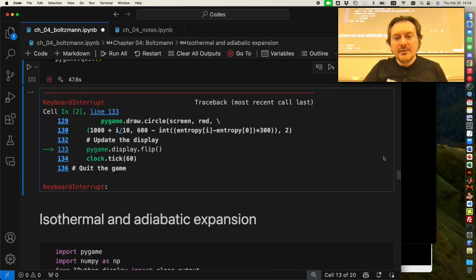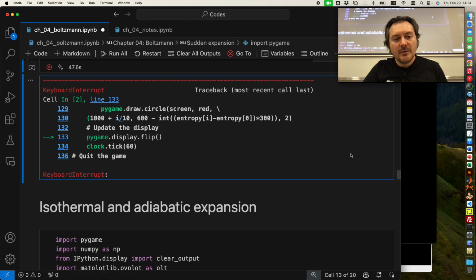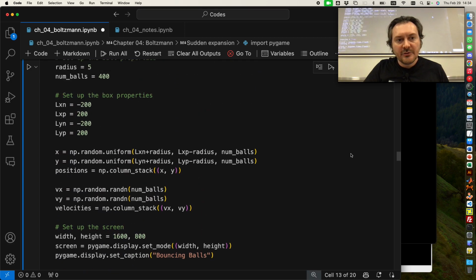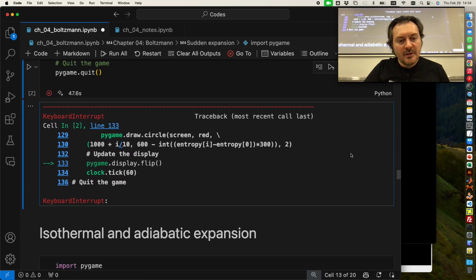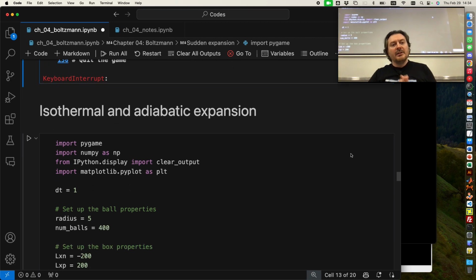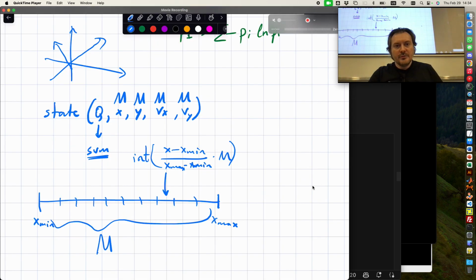We have seen the sudden expansion, right? Sudden expansion. Now let's think about isothermal and adiabatic expansion. So what is isothermal? Isothermal expansion is easy to simulate.